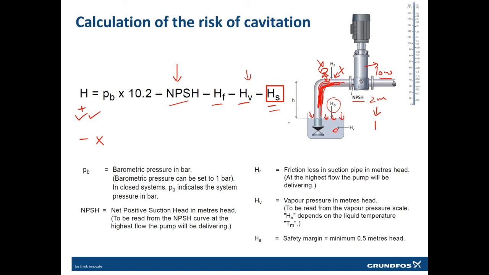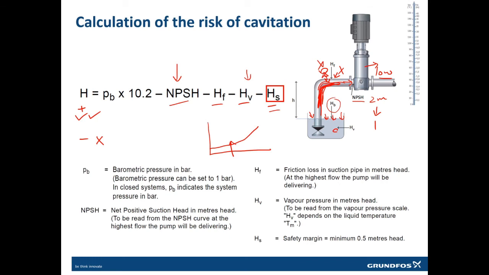Another way of reducing the cavitation is reducing the speed of the pump. If you remember, when I showed you the NPSH curve, it was like this. So if you reduce the flow or the speed of the pump, the velocity of the water coming inside the pump will also reduce. What will this do? This will reduce the cavitation possibility. So these are the few ways of reducing or eliminating cavitation.